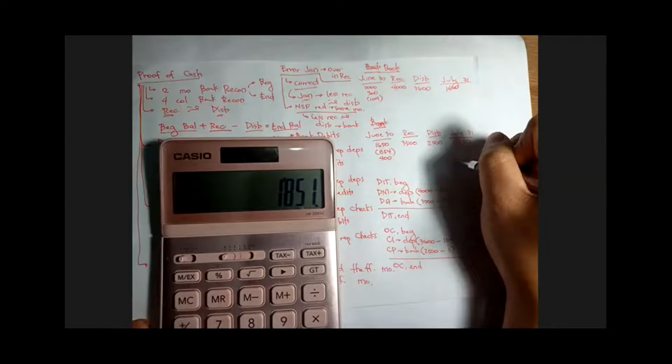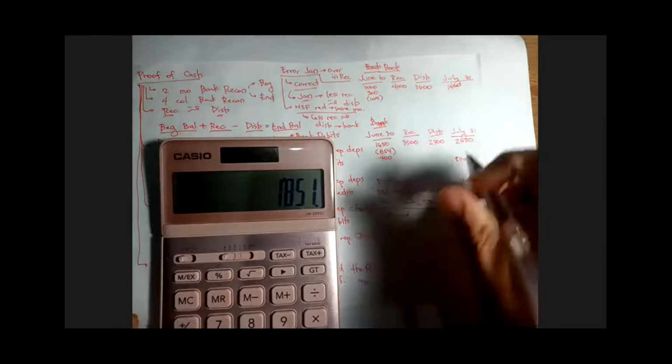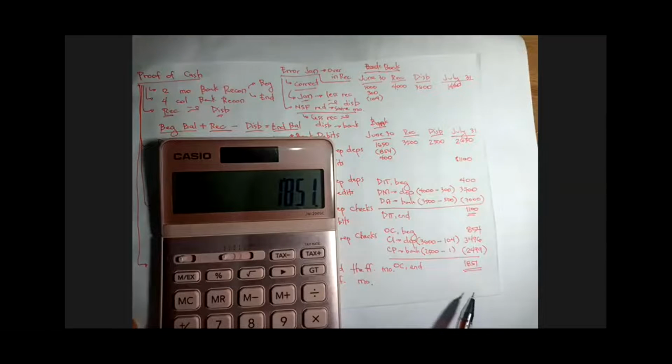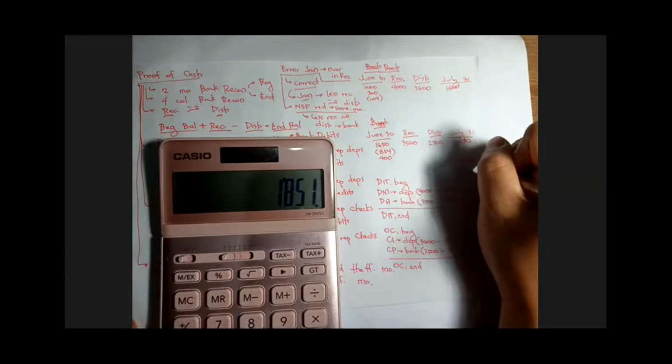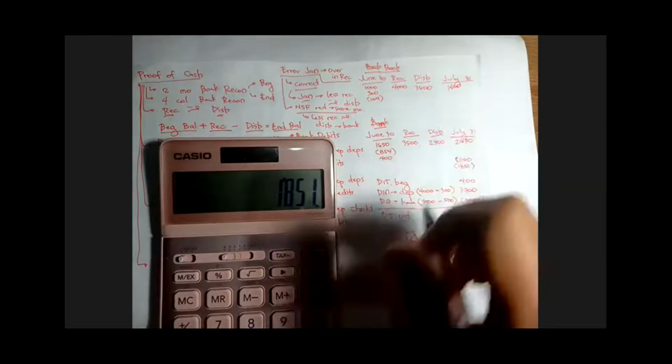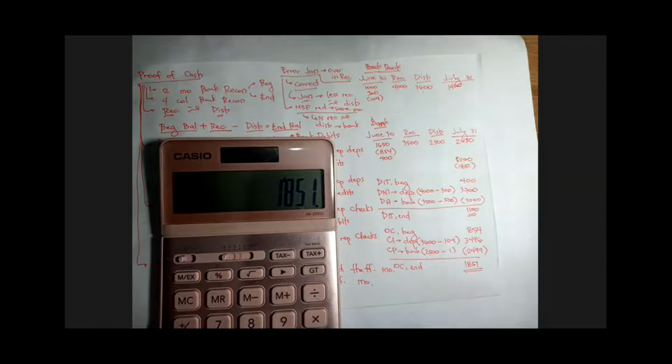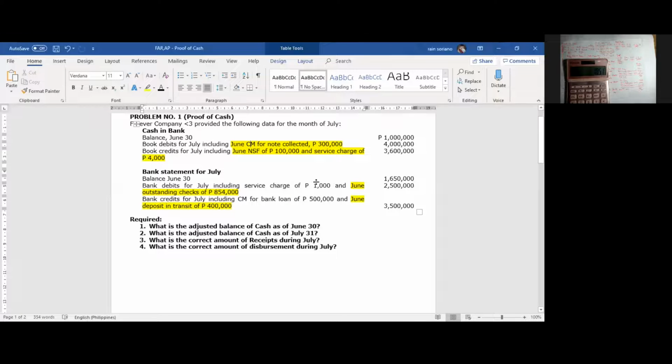Ang DIT ina-add siya. So plus 1.1 million. Yan ang OC dinididakto. So minus 1,851,000. And going back to our problem, dito meron tayong service charge ng July ng 1,000. So that's a debit memo. So minus 1,000 sa July 31 book balance. Then credit memo daw ng July is 500,000. So plus 500,000 sa July 31 balance.